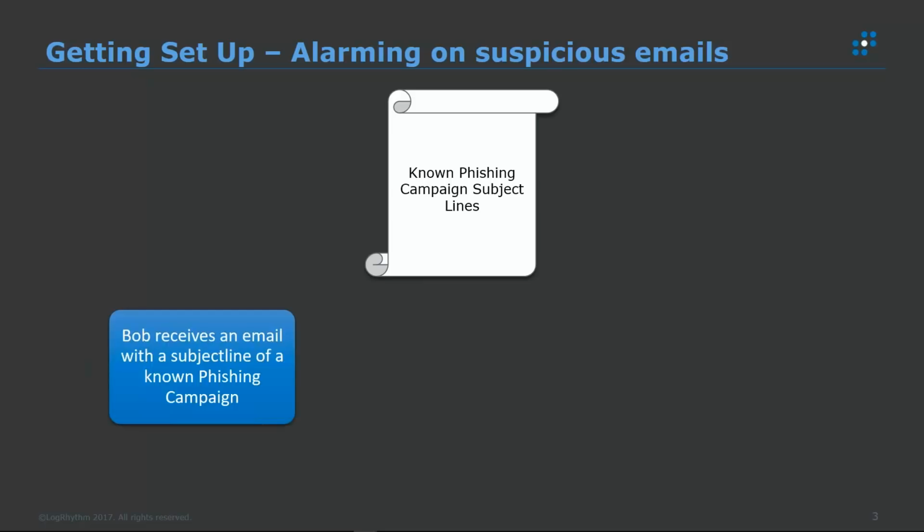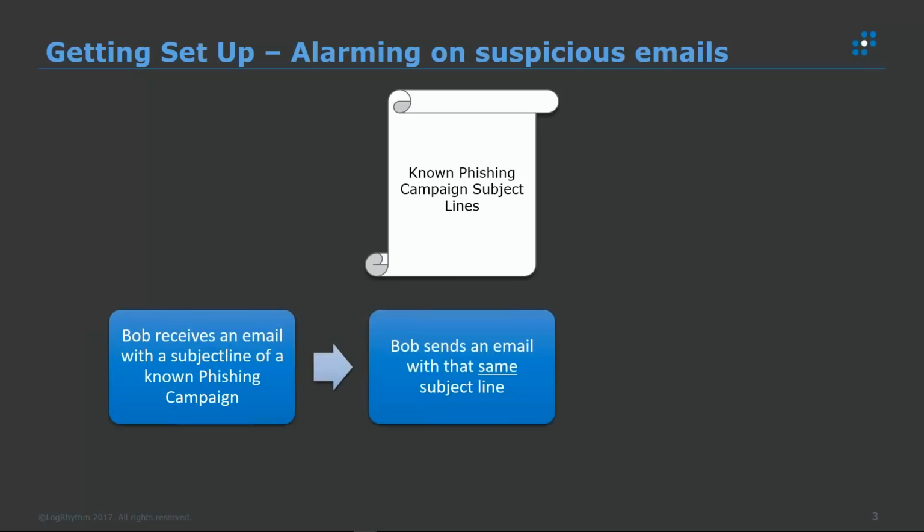So I can design an alarm. A simple alarm might just be, hey, if any of these subject lines show up, I want to fire an alarm. But maybe that on its own isn't necessarily the right way to do that, right? Some known phishing campaigns have pretty innocuous subject lines like job offer. You don't necessarily want to be flooding your SOC with those kinds of emails.